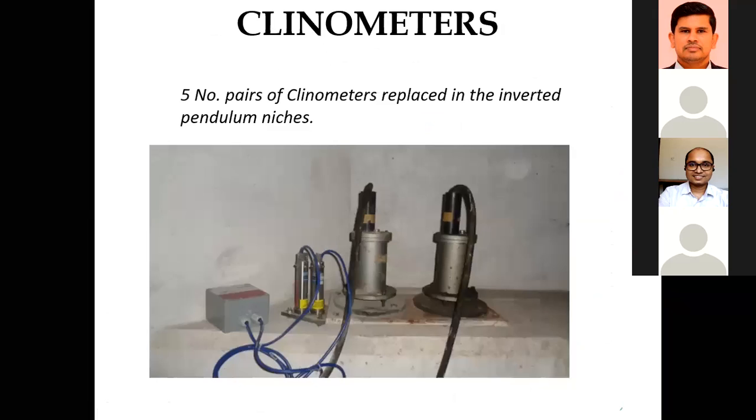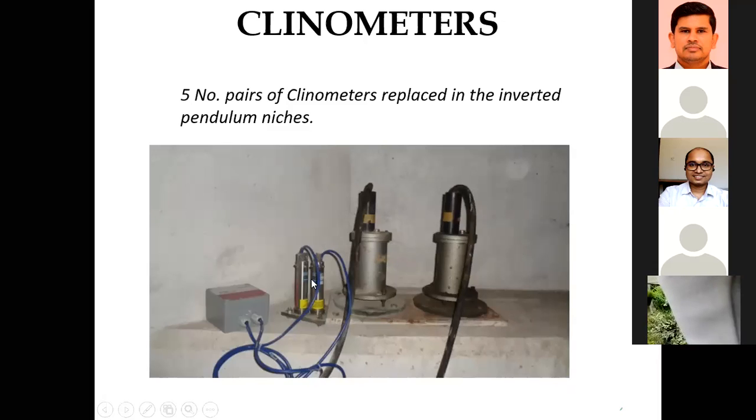Then next, what is a clinometer? A clinometer is used to measure the rotational movement of the dam. So we have 5 pairs of clinometers, and in the inverted pendulums you can see these are old clinometers, but in 2016 new clinometers were installed. With that we can measure very accurate movements in gallery G, how the gallery and the concrete of this bottom foundation are rotating with respect to the dam axis.